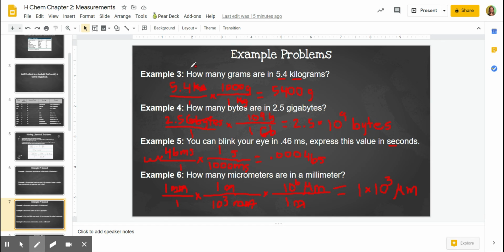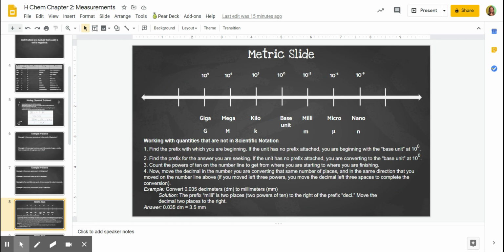Okay, that is how we convert from one unit to another using dimensional analysis and conversion factors. And we will go over metric slide next time.